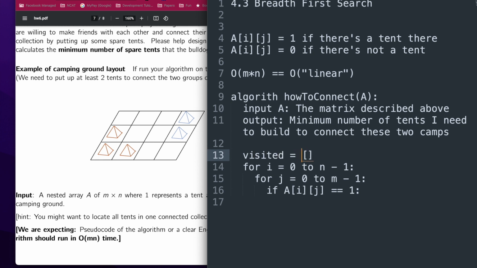And let's start this as the same as A, but all false, right? So it's going to be the same as A, so same size, but it's going to be all false. So it's going to be a matrix, right?